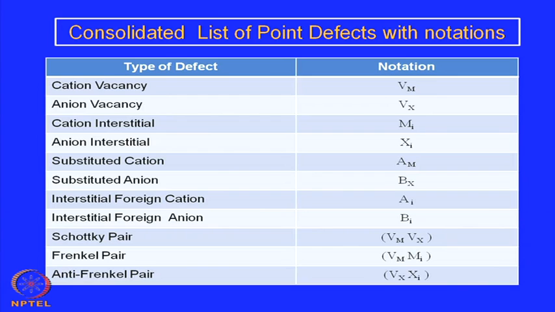Interstitial foreign cation, that has not been considered in the earlier diagram, but just like a substitutional foreign cation, an interstitial foreign cation can also come in principle, that is Ai.